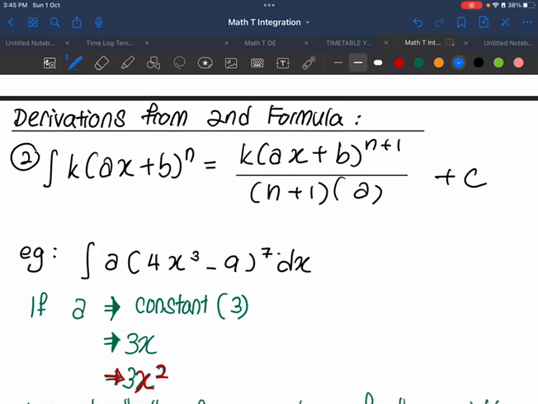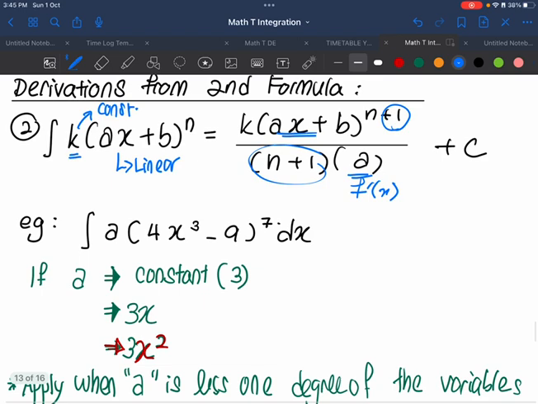So we know the second formula: when we integrate (ax plus b) to a power, where k is a constant and ax plus b is a linear function, we integrate it with the power increased by 1, divide by the new power, and divide by the f prime x, plus c. So in case, let's say we have a here, and a is a function, but we are not sure what function. And here we have 4x cubed minus 9 to the power of 7. We don't care what the power is, whether 10, 19 or anything. Here it is 4x cubed minus 9 to the power of 9.